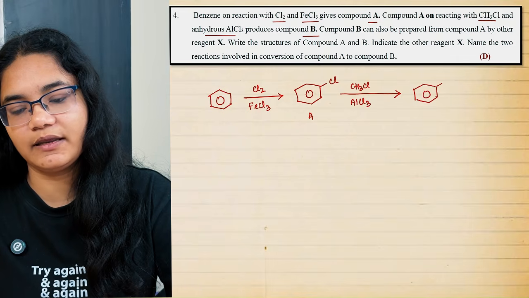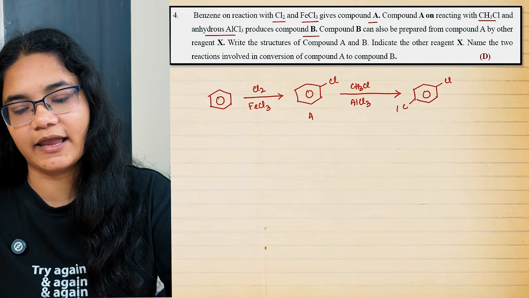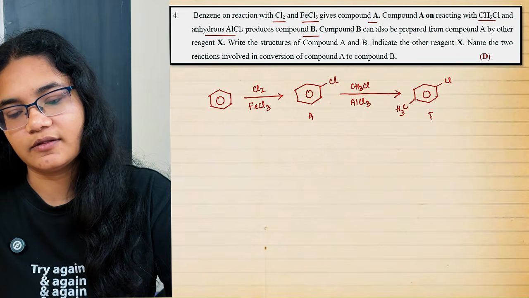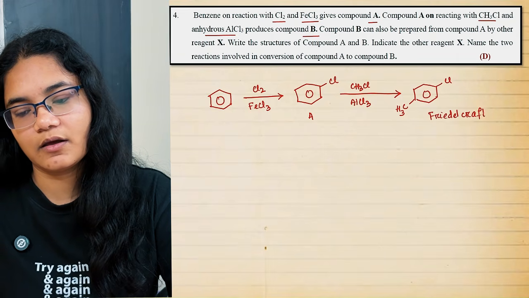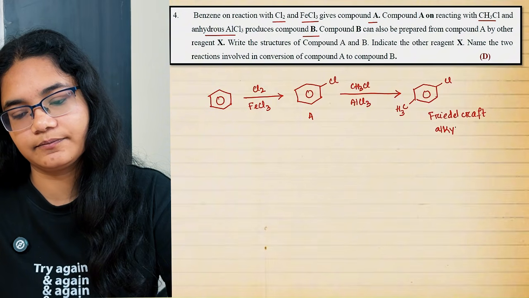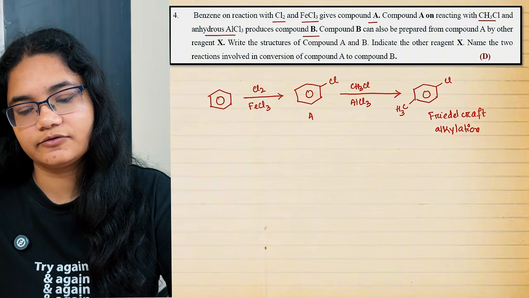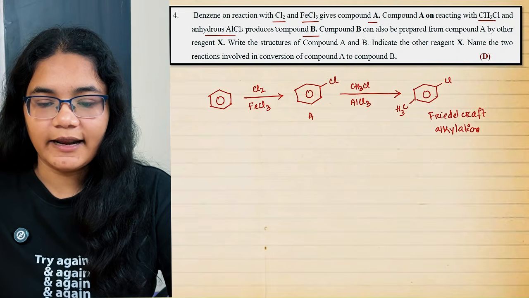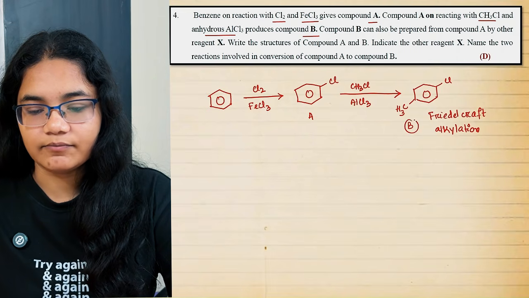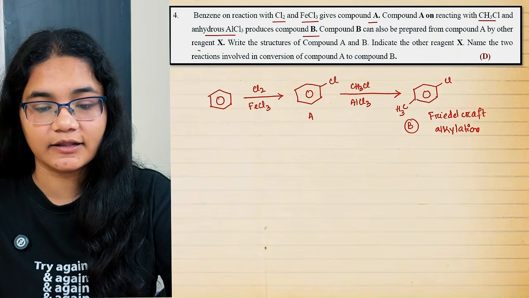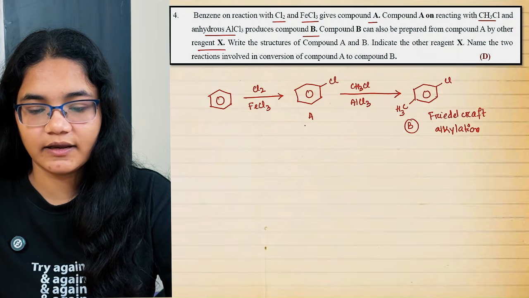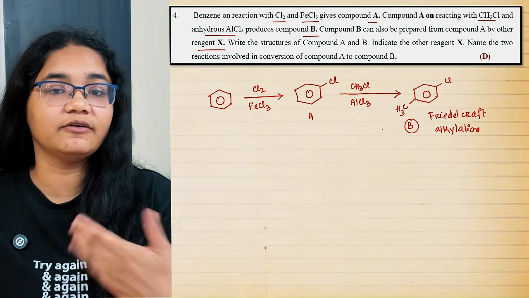So if you know, B will be what? Friedel-Crafts alkylation reaction. So this is my Friedel-Crafts alkylation reaction, right? So that is done. Next produces compound B. This is done also. Now compound B can also be prepared from compound A by other reagent X. Okay, so how can we prepare B from A with a different mechanism?